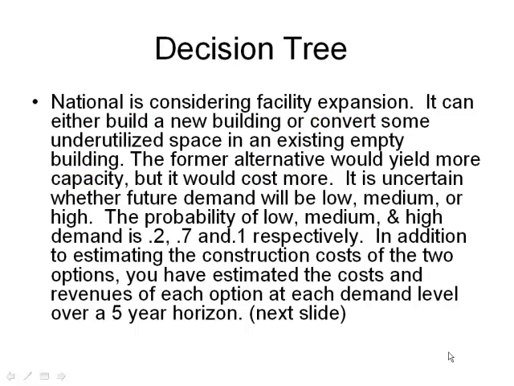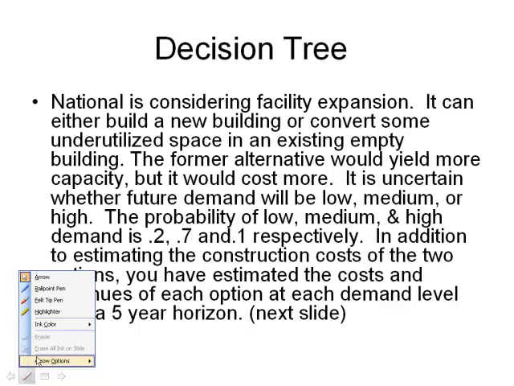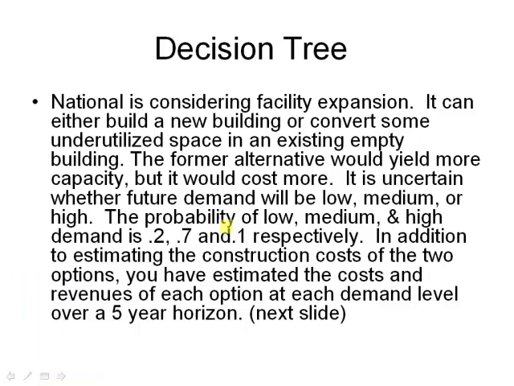We're interested in expanding the facility because we're interested in being able to better meet future demand. However, this problem is interesting because we don't know for certain what future demand is going to be. However, it's possible for us to make some estimates about what we think future demand is going to be, and we can see here that there is about a 20% chance of future demand being low, a 70% chance of future demand being medium, and about a 10% chance of future demand being high.